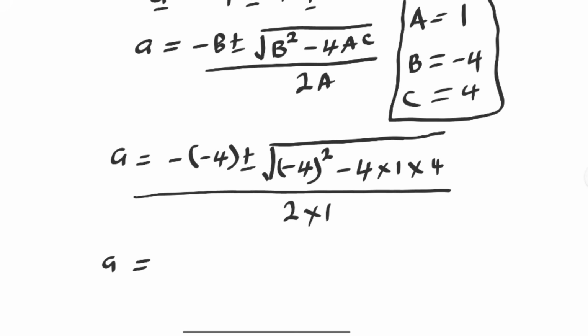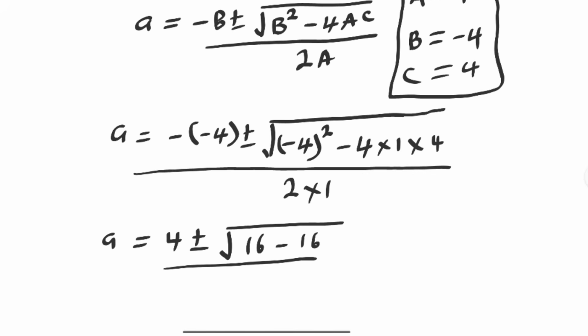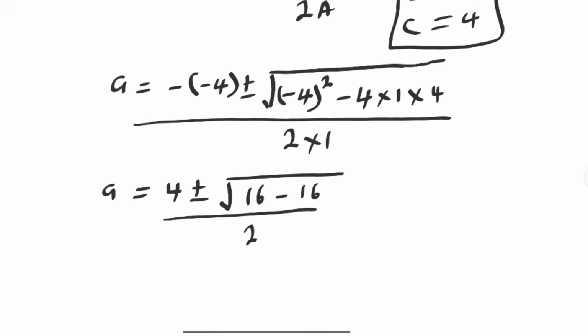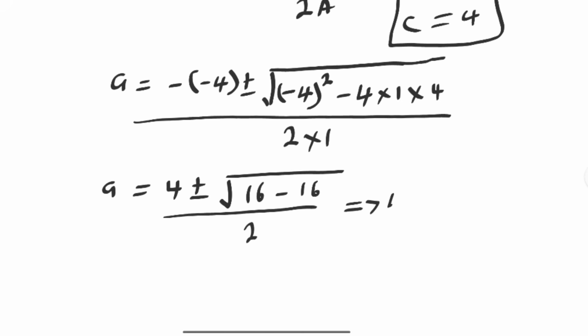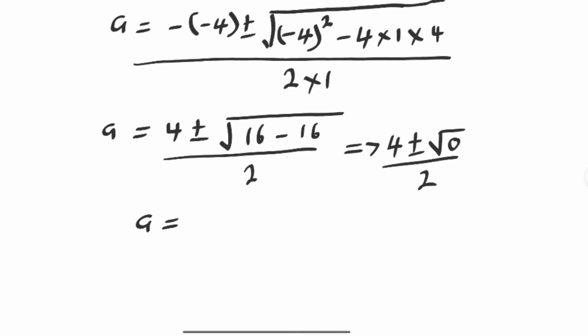A is equal to minus times minus 4. This is 4 plus or minus square root of minus 4 square. That is 16. Then minus 4 multiplied by 1 multiplied by 4. That is minus 16 over 2 multiplied by 1, 2. This is the same thing as 4 plus or minus square root of 16 minus 16. This is 0 over 2. A is equal to 4 plus or minus square root of 0. That is 0 over 2.